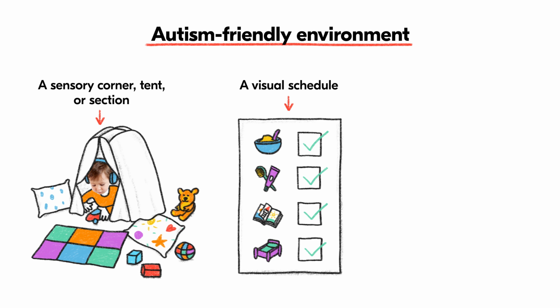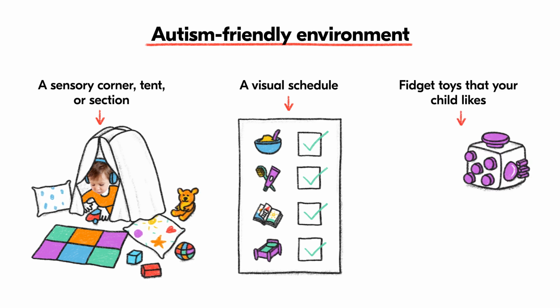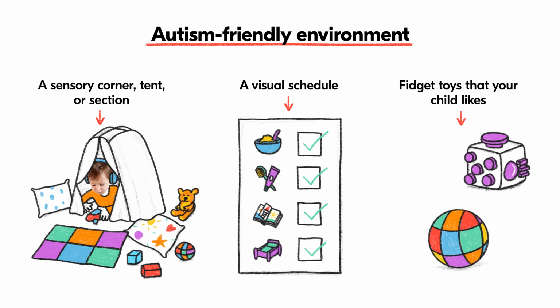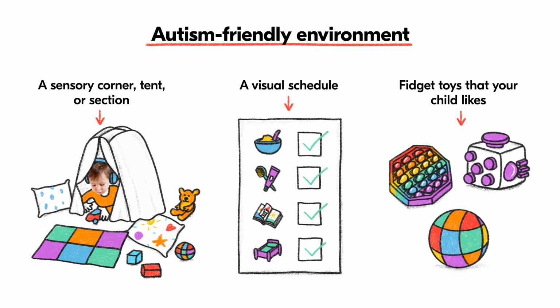Then the third one, have a few fidget toys that your child really likes close by. This can be a stress ball, squeeze toy, something to pull on, a popper even, for example.